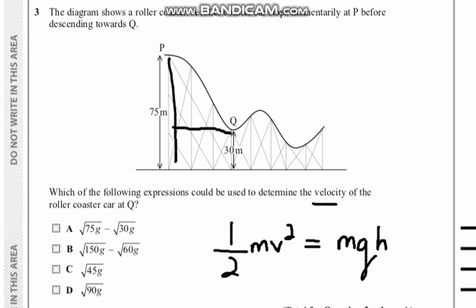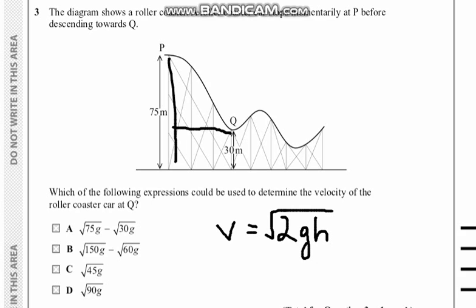We don't know the mass, so the masses will cancel as they are on opposite sides, and I'll take 2 to the top, and I will get an equation of v equal to the root of 2 times g times h. Now coming to the height, from P to Q we have a height difference of 75 minus 30, which is 45.